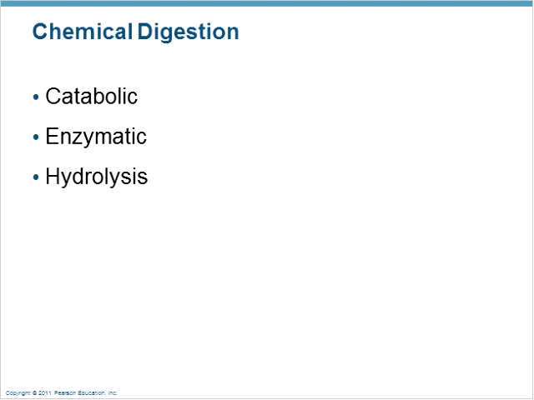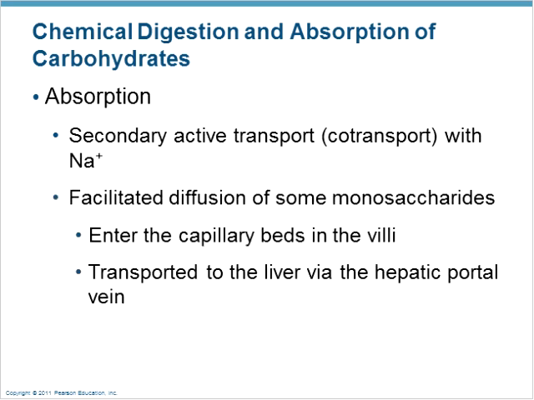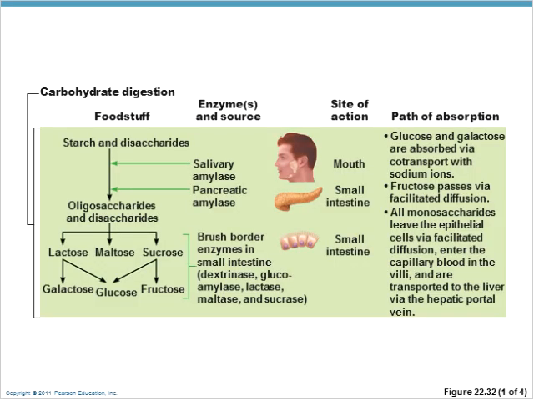Chemical digestion is both catabolic, enzymatic, and hydrolytic. We talk about chemical digestion and absorption of carbohydrates. We'll first talk about digestive enzymes. They go from salivary amylase and pancreatic amylase to brush border enzymes, which include dextrinase, glucoamylase, lactase, maltase, and sucrase. Absorption is by secondary active transport or co-transport with sodium. It's facilitated diffusion for some of the monosaccharides, which allows them to enter the capillary beds of villi, which are transported to the liver via the hepatic portal vein. This takes you to that whole process.